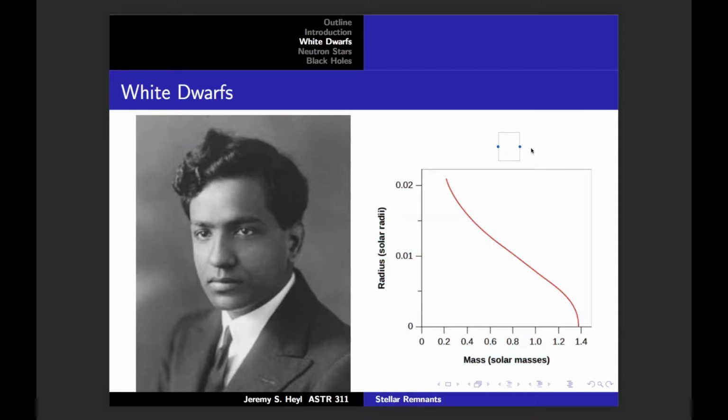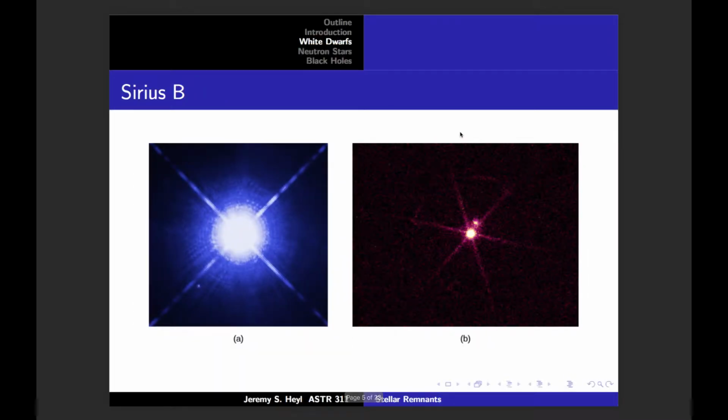So the white dwarfs, they have a maximum mass, and this maximum mass is called the Chandrasekhar limit. And it's important for both types of supernova. The type 1, where we have a white dwarf accreting from its companion and going over that limit, and the type 2, where we're inside a star and it goes over that limit.